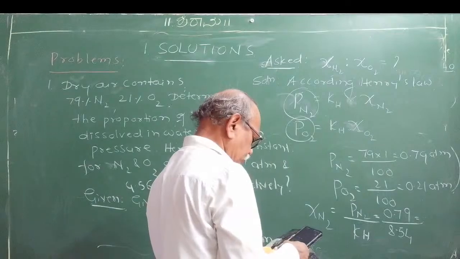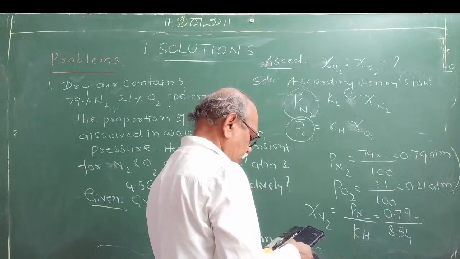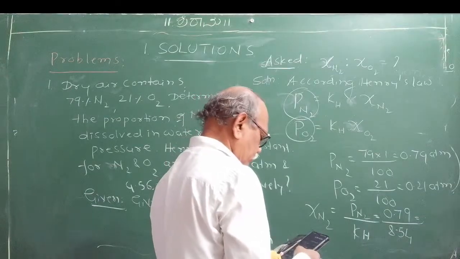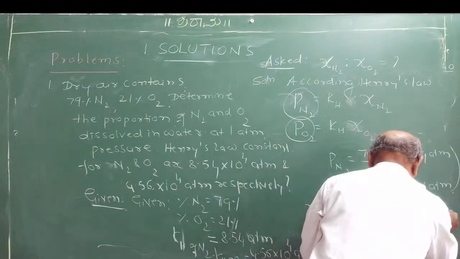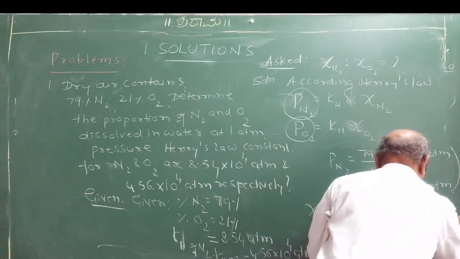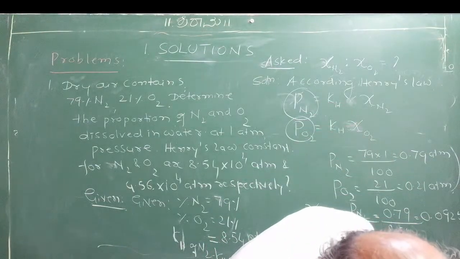0.79 divided by 8.54 is equal to, you will get here 0.0925.